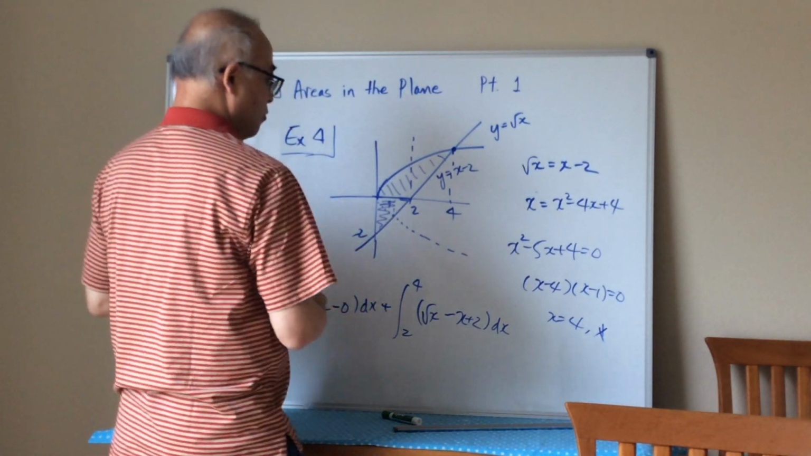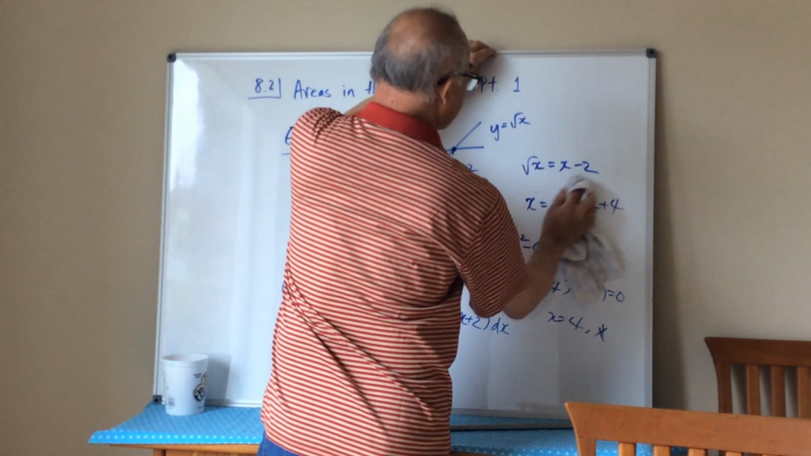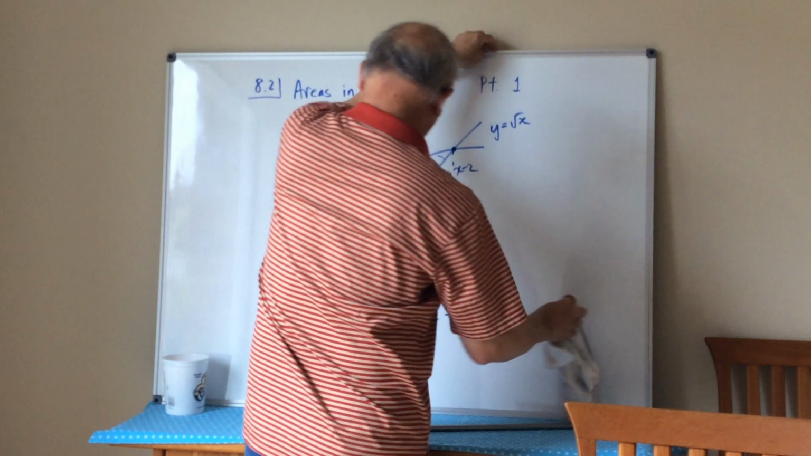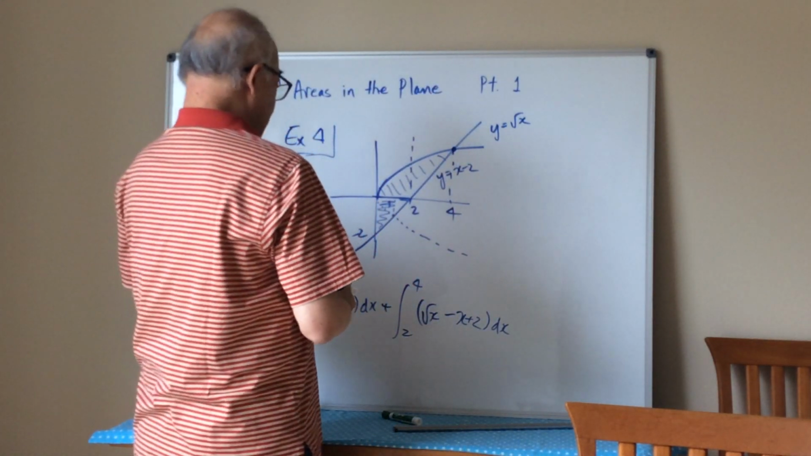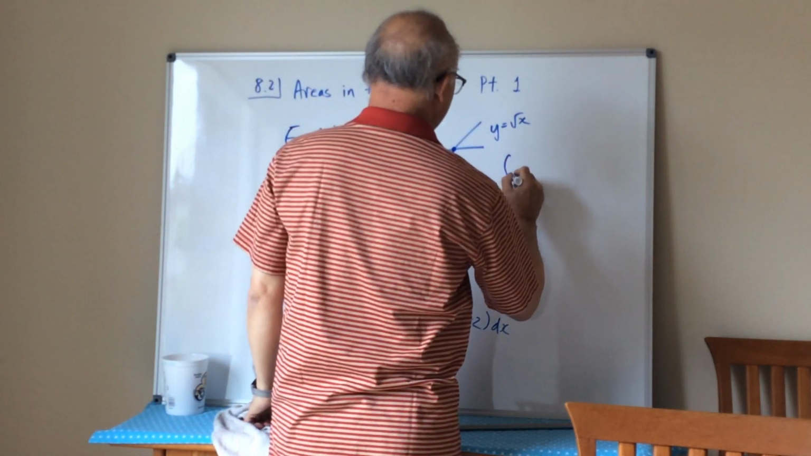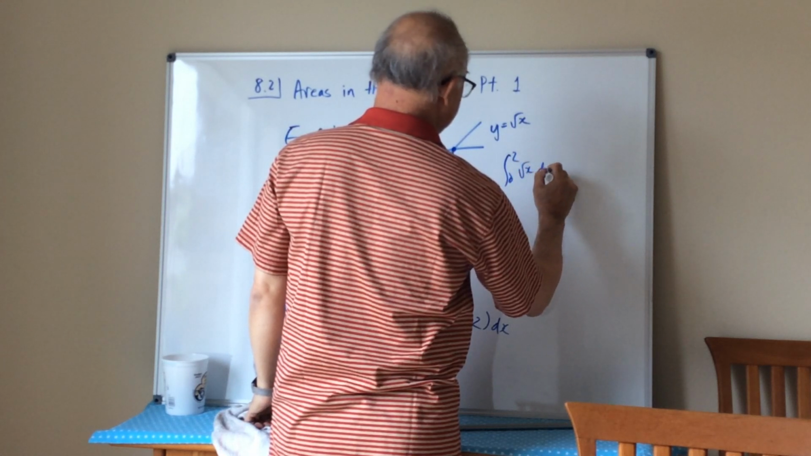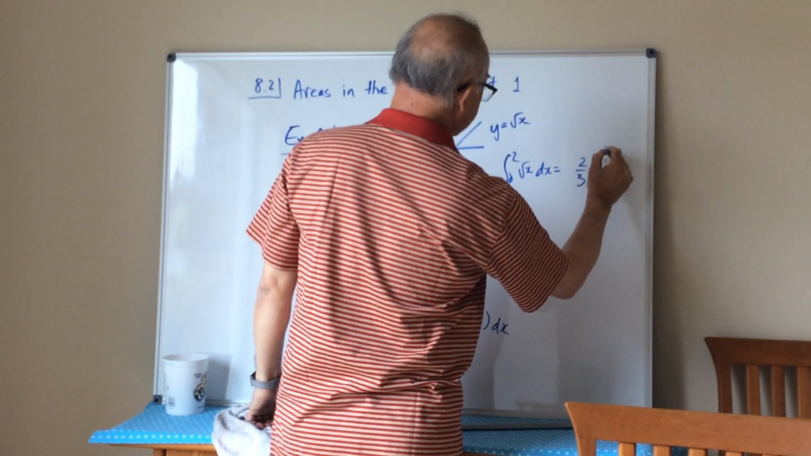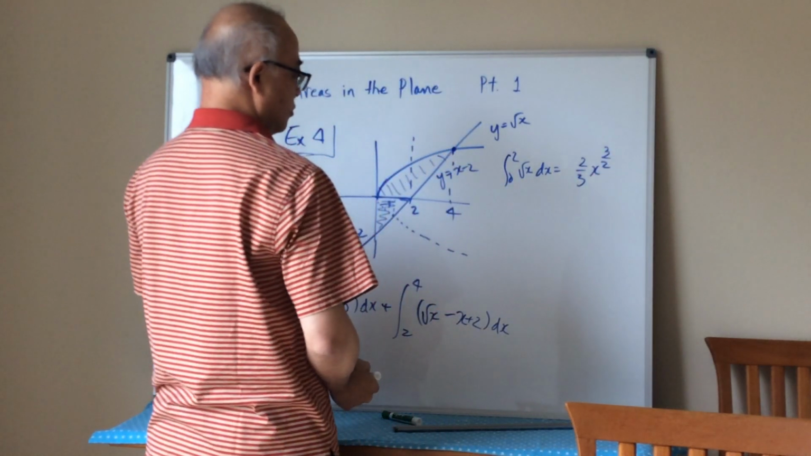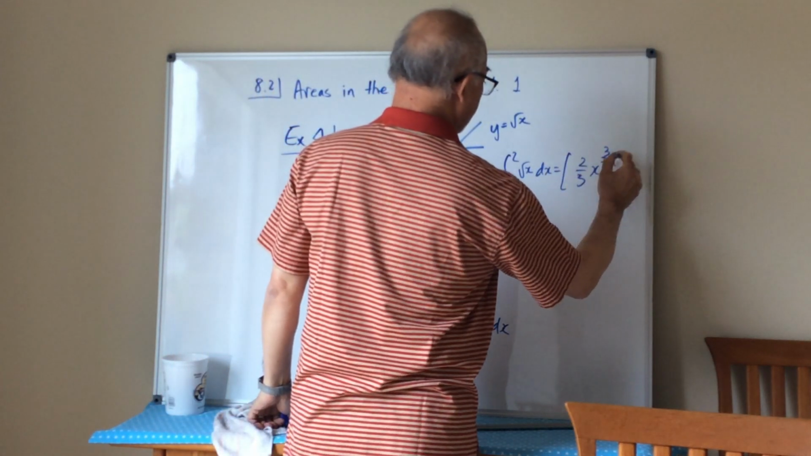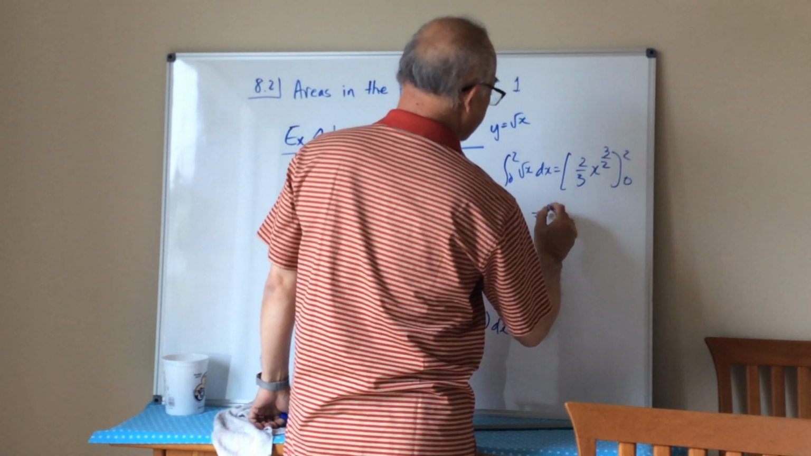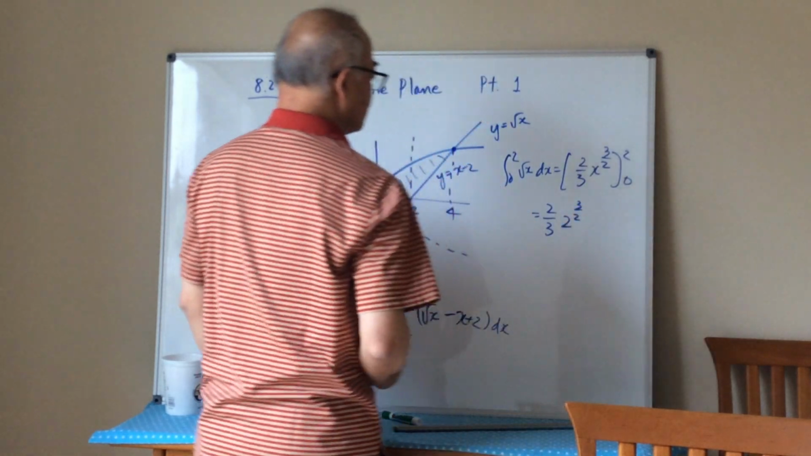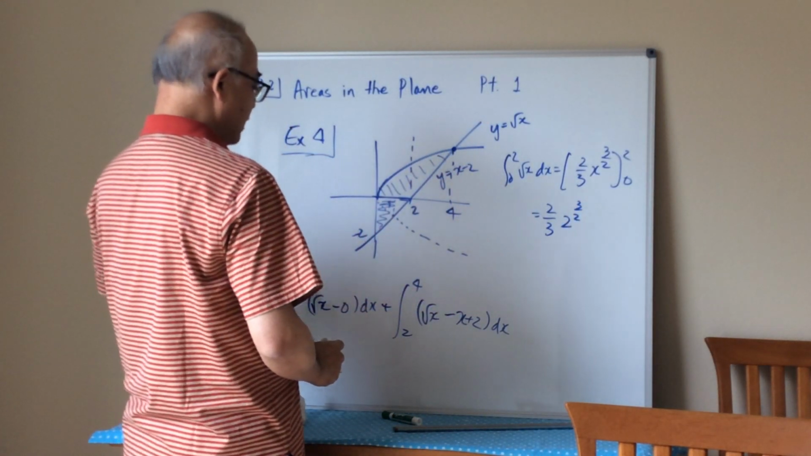So let's see if we can do this now. So I'm going to get what? 0 to 2 root x dx. So that would be what? That would be 2 over 3 x to the 3 over 2, and I'm going to go 2 to 0. So I'm going to get 2/3 times 2 to the 3 over 2. That's this part right here.